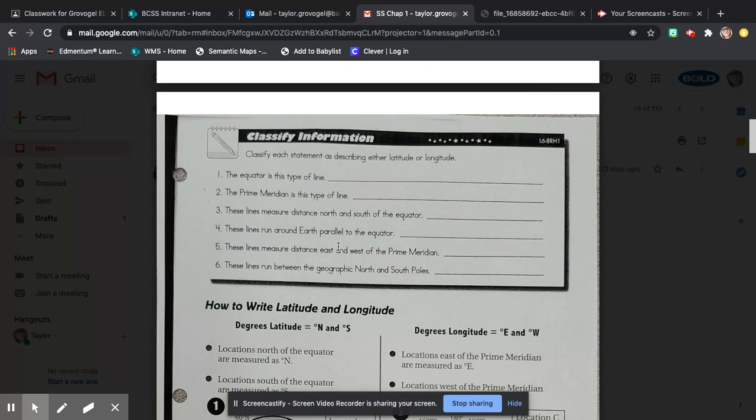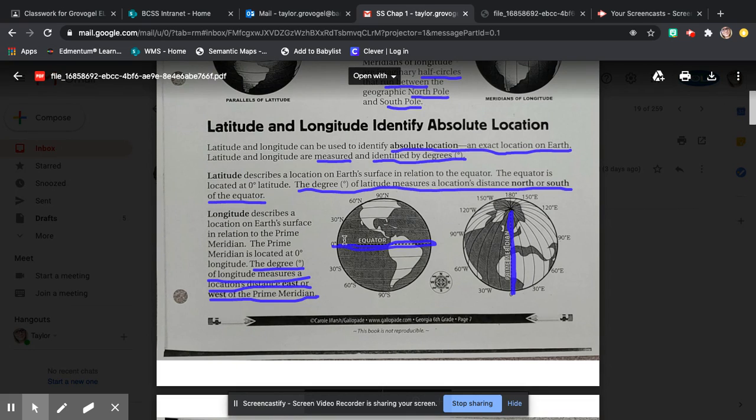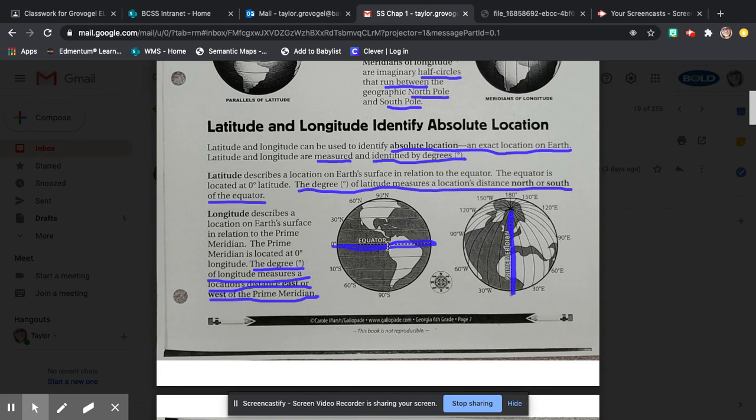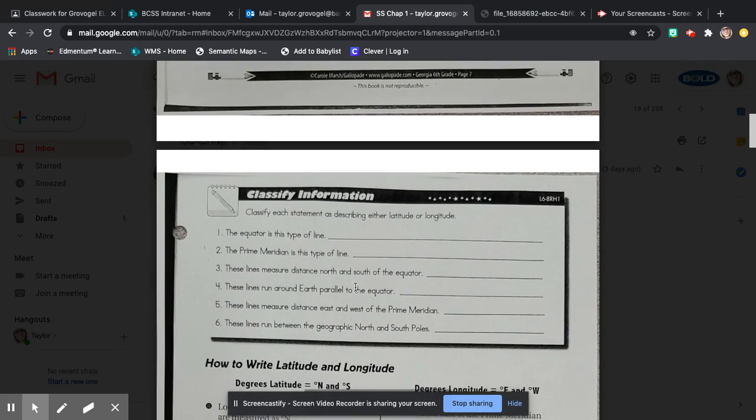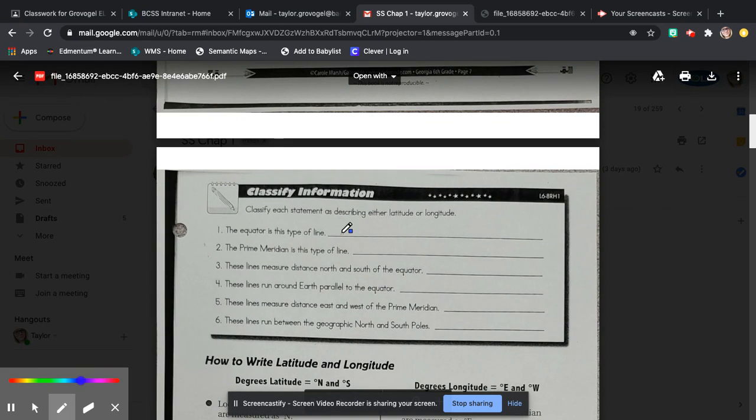So you can write lat or long. So we'll do the first one together. The equator is this type of line. So I'm going to go up here, and I see my equator is running parallel, and it's a circle all the way around. It even says the equator is located at 0 latitude. So we know that the equator is a latitude line. Since I'm using my mouse, I'm just going to put lat for latitude.